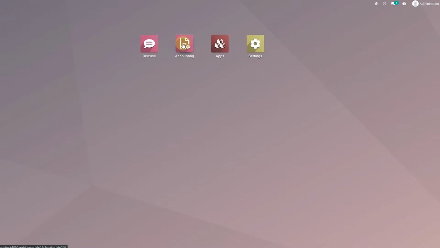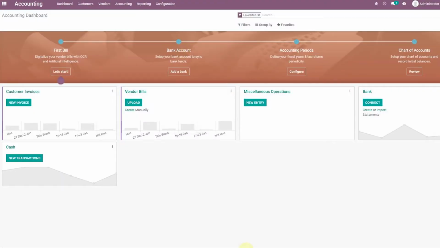And of course, we get into accounting by clicking Accounting here. Again, we have just a blank dashboard. There are no transactions in here. There's no demo data. This is starting right from scratch, and we're going to walk through the basics of accounting using this Odoo platform.